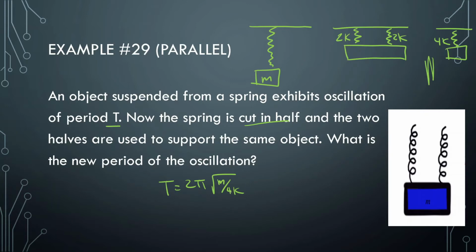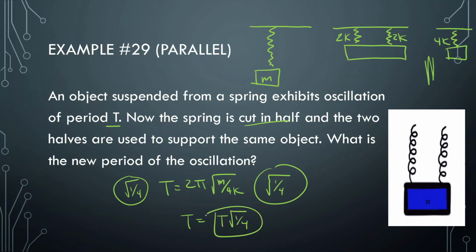So if this K value changes by a factor of 4, that means we're going to have this side of the equation change by 1/4. That means that this side of the equation has to also change by 1/4. So the new period would be equal to period times the square root of 1/4, or that means period over 2. Hope that makes sense. Watch it again if it was confusing, because it was a little confusing.